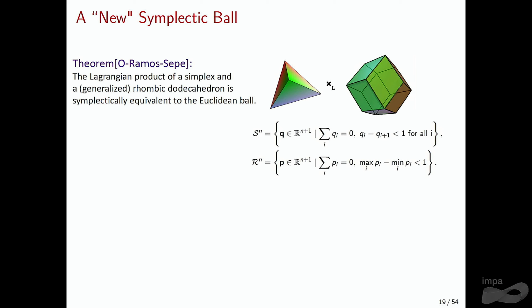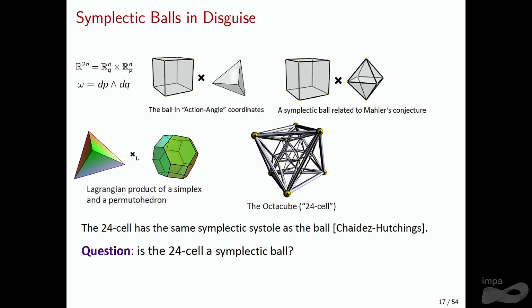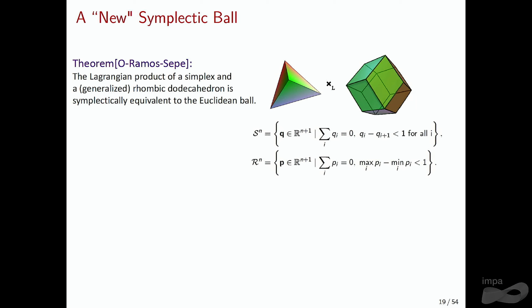What's the Lagrangian product? Oh, the Lagrangian product, thank you. Let me go back. I'm sorry. So for me, a Lagrangian product is any configuration that respects this particular splitting. You just take a convex domain in the Q space, and then another domain in the P space. And again, just to make sure, by symplectic ball, you mean the image of a ball under a symplectic map? Okay.